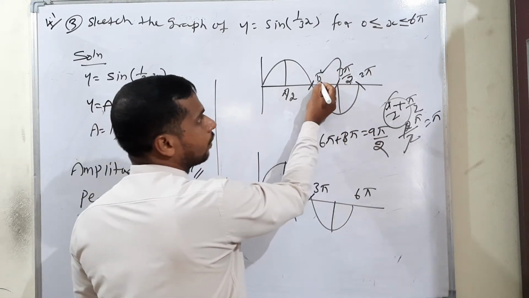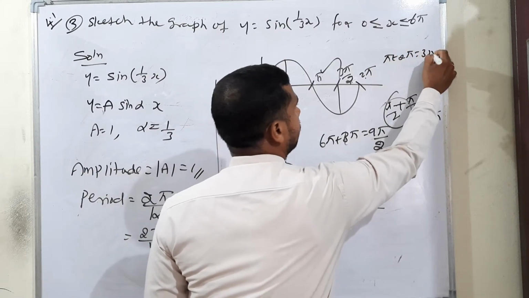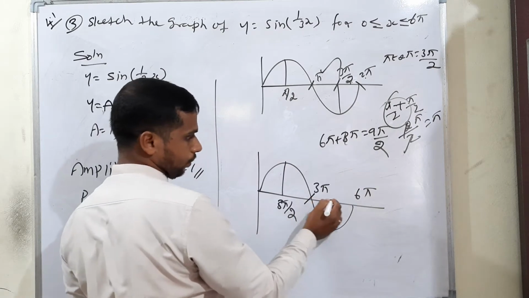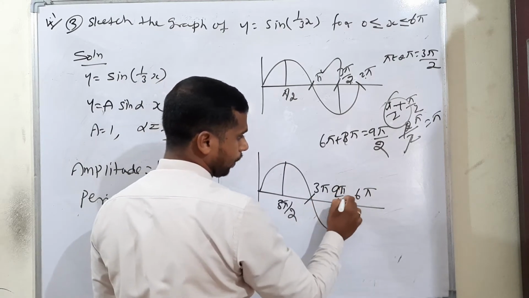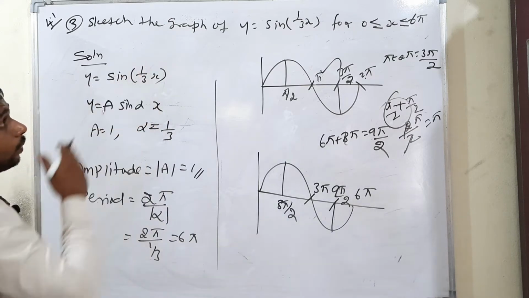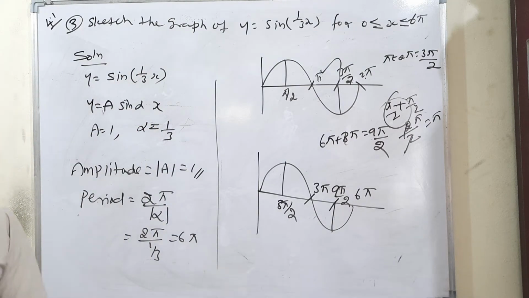So listen very carefully. The distance between each and every one is pi by 2, so we can write here 9 pi by 2. This is the graph for y is equal to sine of 1 by 3 x. Okay, I will continue with the next question.